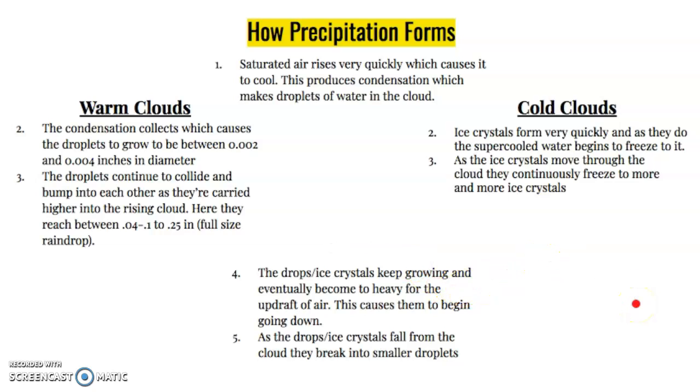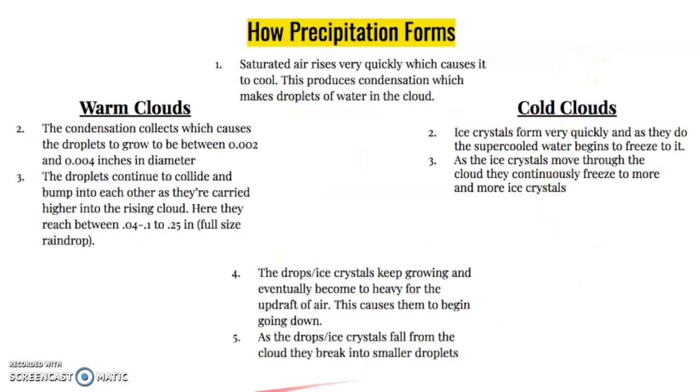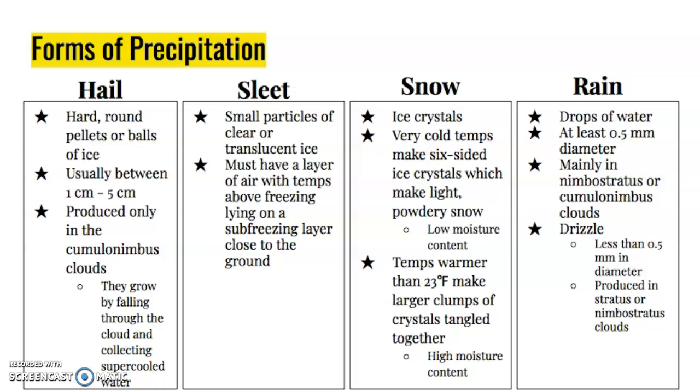So now that we know how precipitation forms, let's look at what the different types of precipitation are. First, let's look at rain. So we're going to go backwards. Sorry about that. I hit the wrong button. Okay, so first let's talk about rain. Rain is made up of drops of water, and they're at least 0.5 millimeters in diameter.